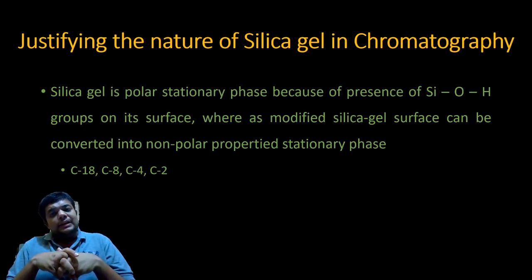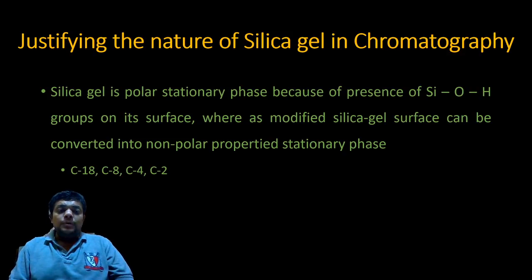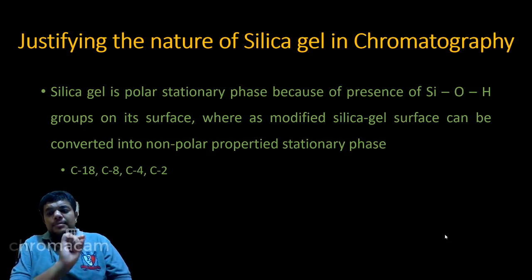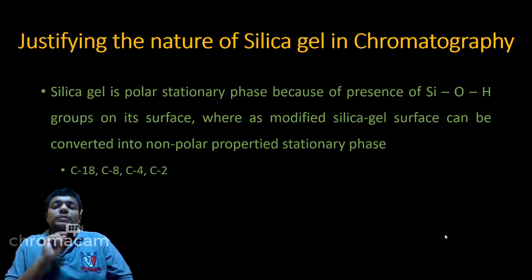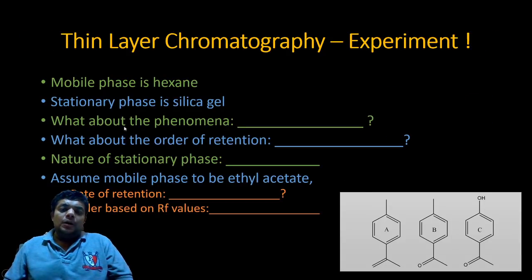Justifying the nature of silica gel in chromatography. Silica gel is a polar stationary phase because of the presence of SiOH groups on its surface, whereas the modified silica gel surface can be converted into a nonpolar stationary phase like C18, C8, C4 and C2. The reason behind giving it over here is to prove that silica gel is polar by nature. I hope you have understood all the questions, all the blanks over here. If you have any query, you can contact me.